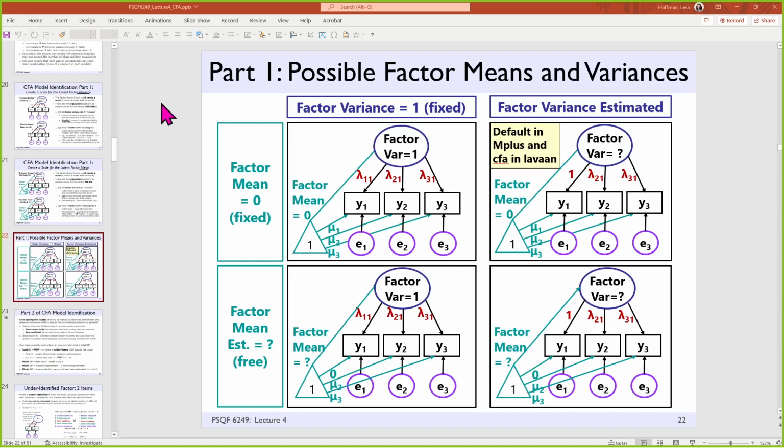So the idea of identification, we have this latent factor that's imaginary. In order to make the math work, we have to give it a scale. Giving it a scale means that we have to tell it what the variance of the factor is, what the mean of the factor is, and then the model can help us figure out what any covariances should be. But a mean and a variance is a starting point for every factor. So your choices in identifying the model are depicted on this slide 22 here.